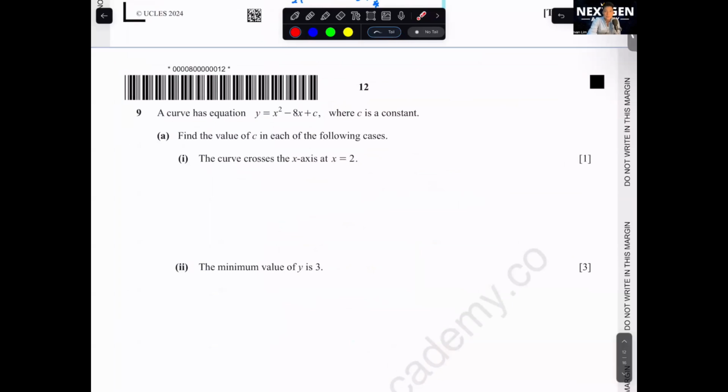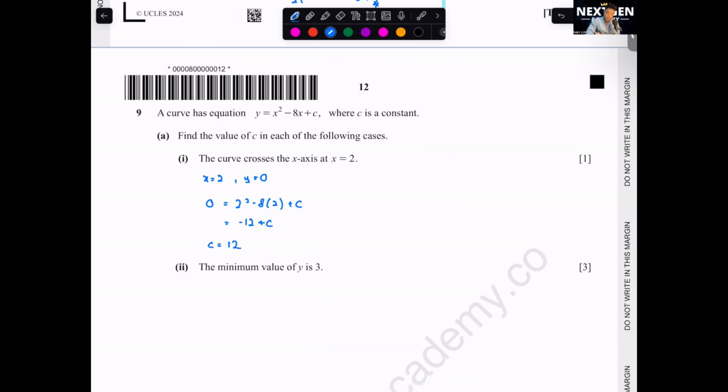Number 9 I think is a pretty easy question. A curve has equation y equals to x squared minus 8x plus c, where c is a constant. Find the value of c in each of the following cases. The curve crosses the x-axis at x equals to 2. So this is when x equals to 2 and y equals to 0, because crosses the x-axis. We substitute 0 equals to 2 squared minus 8 times 2 plus c. This will be minus 12 plus c. Therefore, c is equals to 12.